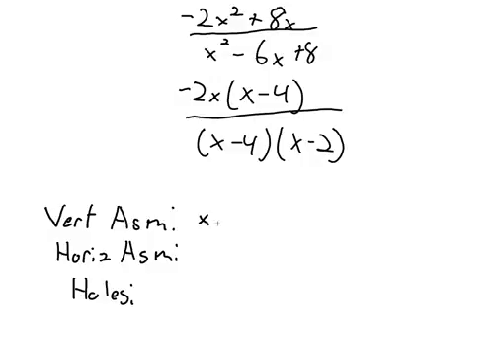X equals 2. Now for the horizontal asymptote, we need to look at the leading coefficient for the x term with the highest power, and then divide top from bottom. Okay, so the highest power is 2. So there's a negative 2x squared in the numerator and an x squared in the denominator. So you divide negative 2 by 1? That's correct. And then we get the horizontal asymptote, y equals negative 2.